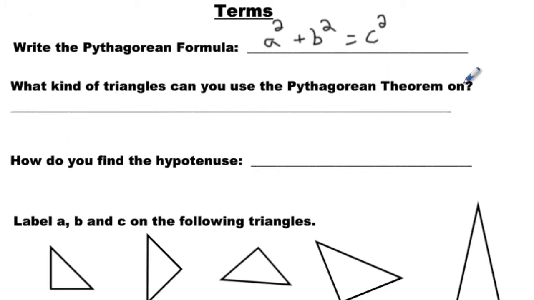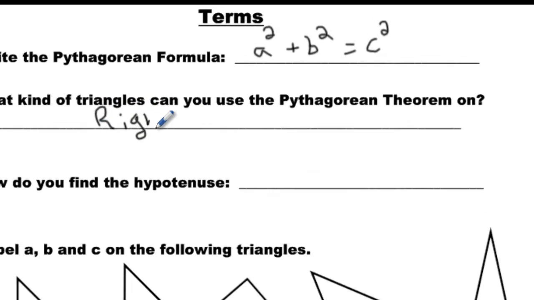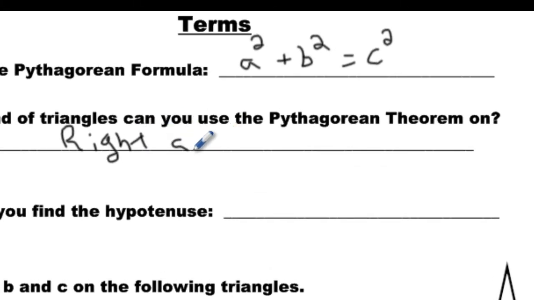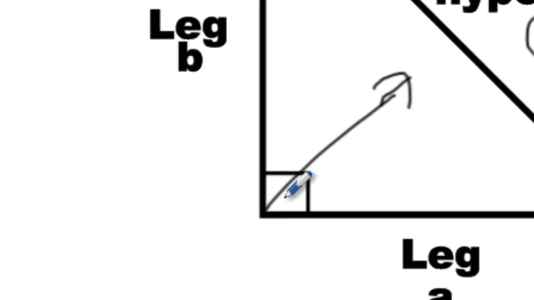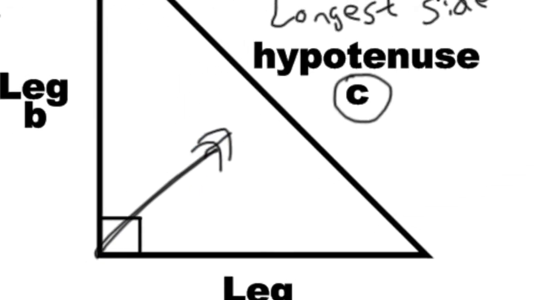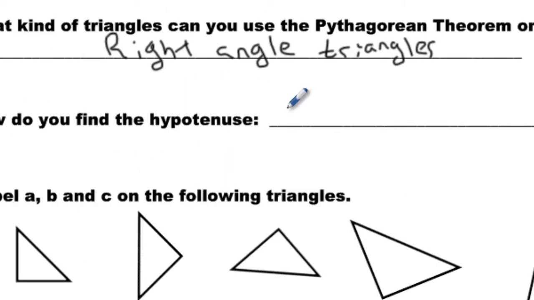What kind of triangles can you use the Pythagorean theorem on? The right angle triangles. Write it down, right? Right angle triangles. Pretty simple, hey? How do you find the hypotenuse? How do you find this? You go opposite the right angle. Find the right angle and go opposite. So write opposite the right angle.